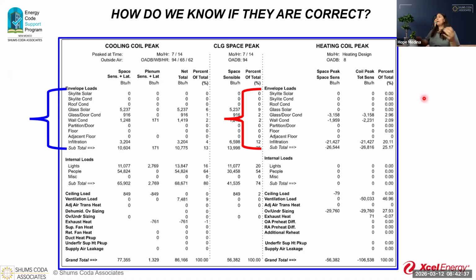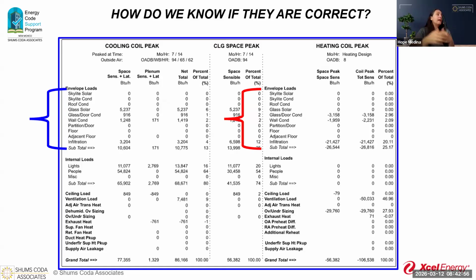Now, the other thing that we have to keep in mind, just like when it comes to our manual J's, right, is the fact that we need to know what went into it, right?